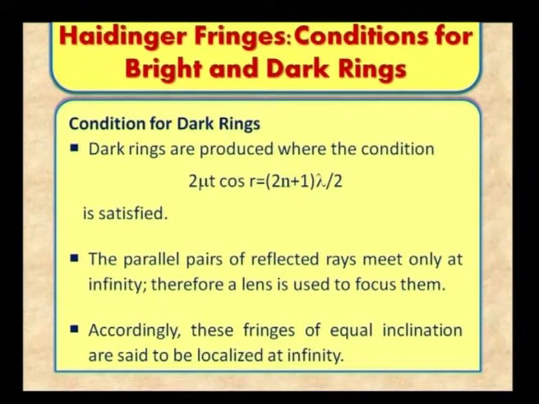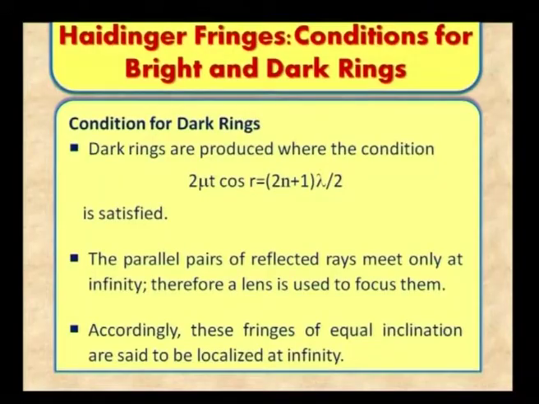Therefore, whenever the path difference... Now, what is 2 mu t cos r? That is the path difference, right? The condition for dark rings are 2 mu t cos r to be equal to 2n plus 1 into lambda by 2. Therefore, whenever the path difference is lambda by 2, 3 lambda by 2, 5 lambda by 2, then that is the condition that will lead to a dark point or a dark ring. For a bright ring, the path difference will be 0 or lambda or 2 lambda.